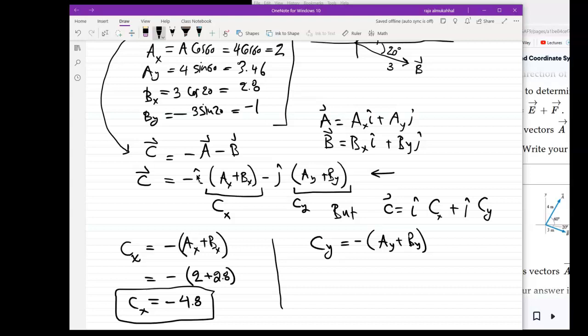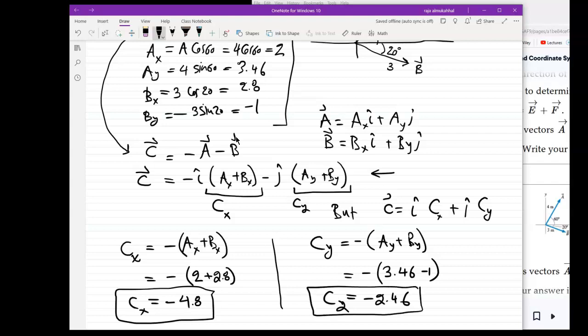And then C sub y is minus A sub y, which is right here, 3.46. And then B sub y is negative 1. So I have here 3.46 minus 1. And that gives me negative 2.46. And that's C sub y. There it is. I'm going to box it.